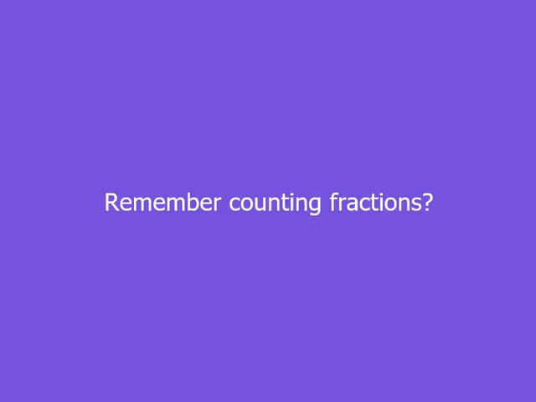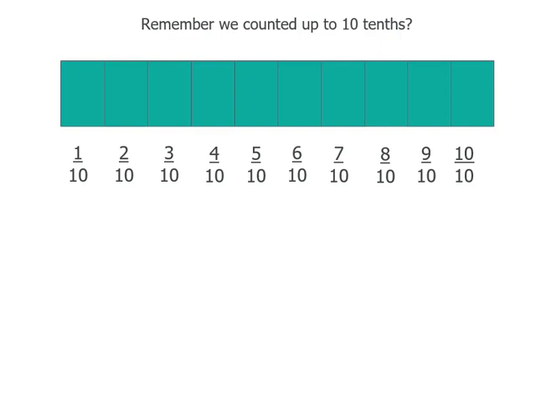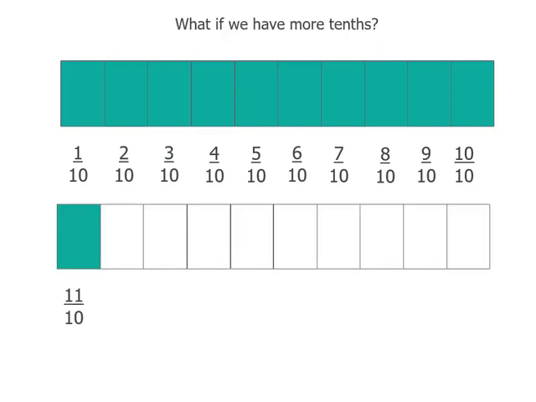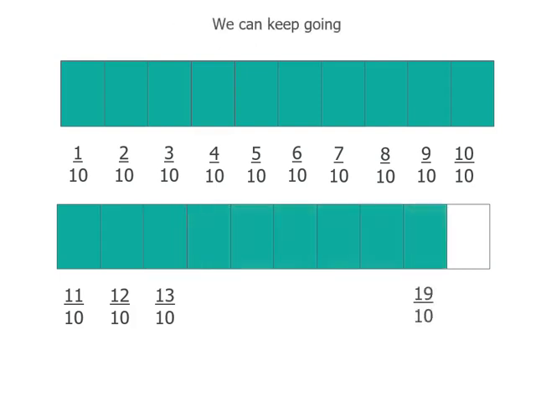This time we're going to look at mixed and improper fractions. But remember, when we count fractions, we could count all the way up to 10/10, which is a whole, but we can even go beyond that. So we might have 11/10. So we've got one whole and part of another whole. We could go 12/10, 13/10, and let's jump right up to 19/10. So it's not quite 2, but it's more than 1.